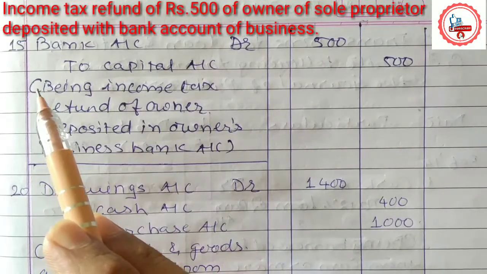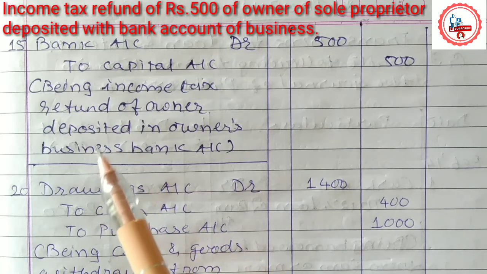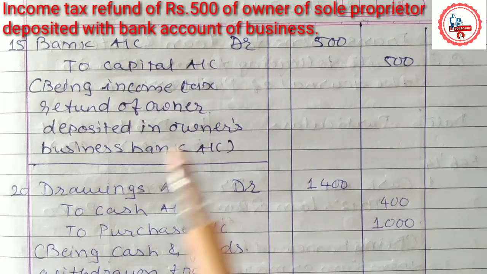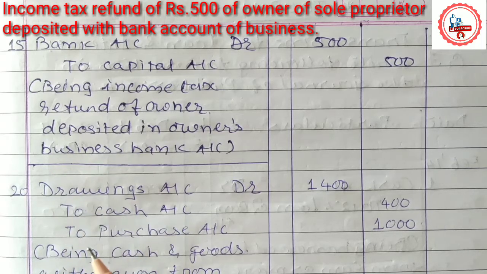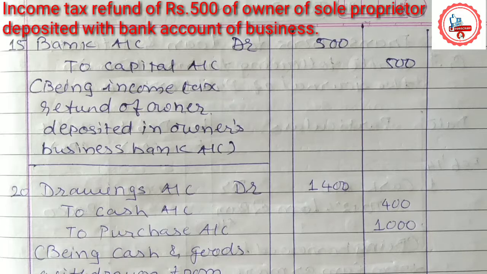Date 15. The transaction is income tax refund of rupees 500 of the owner, a sole proprietor, deposited with the bank account of business. Income tax. Whose income tax? The owner's income tax. Paid from where? Paid from business.